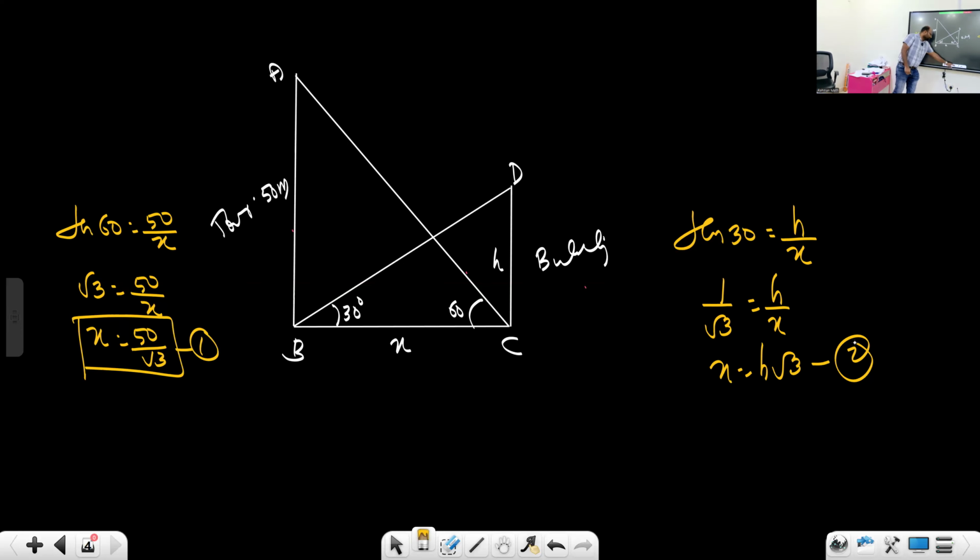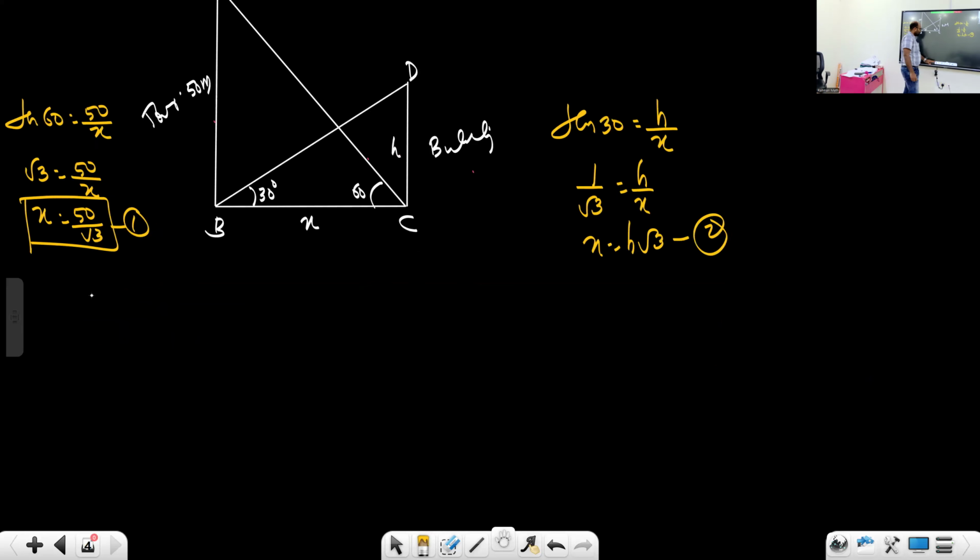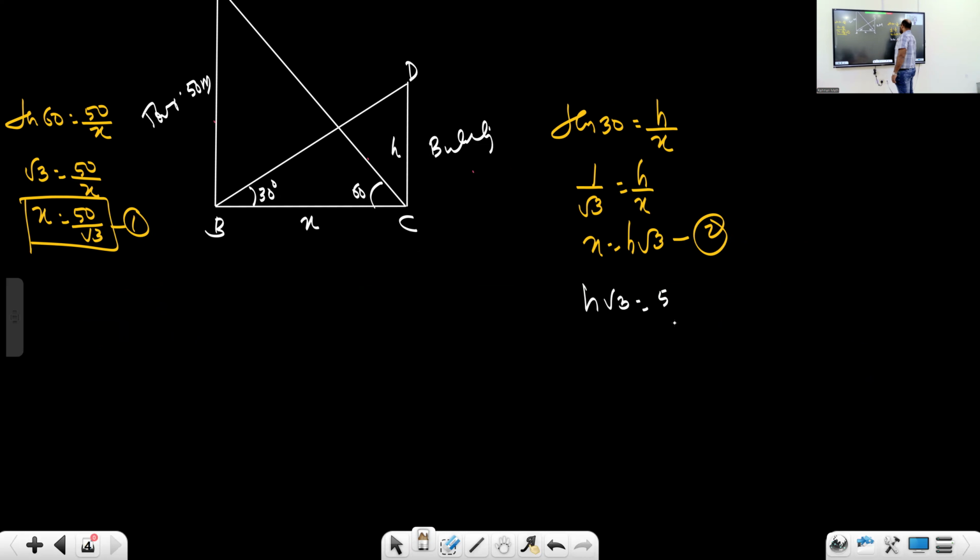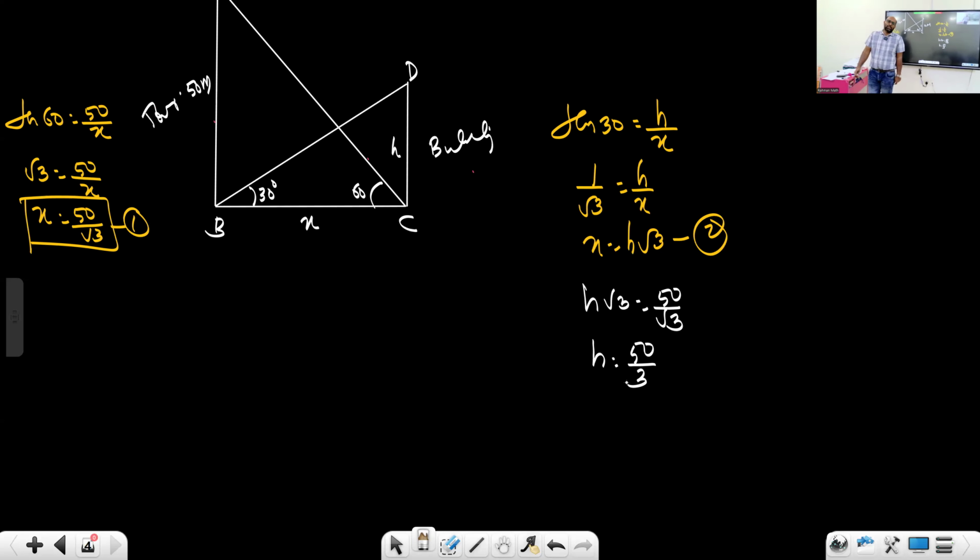From 1 and 2, h root 3 equal to 50 by root 3, h equal to 50 by 3. Am I right? Root 3 into root 3 is what? 3. It's not getting cancelled. One is in denominator, one is there. H equal to 50 by 3. Am I right?